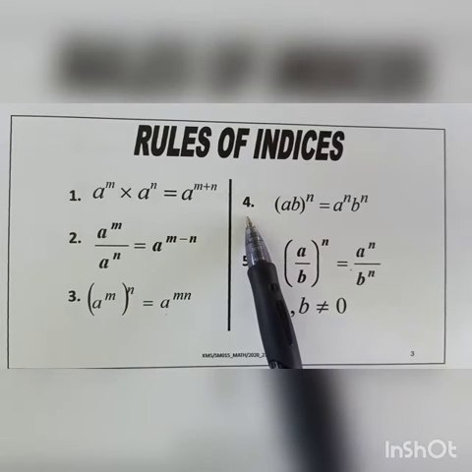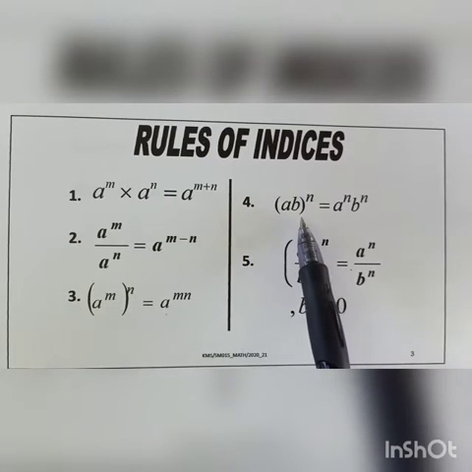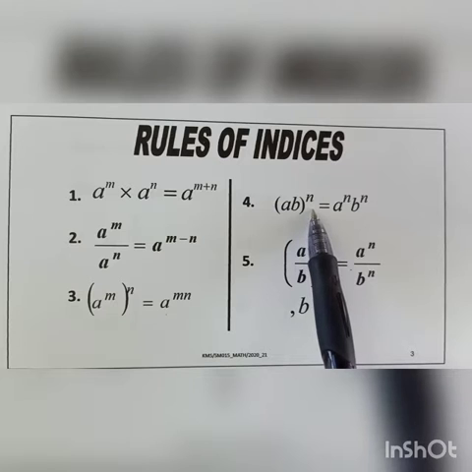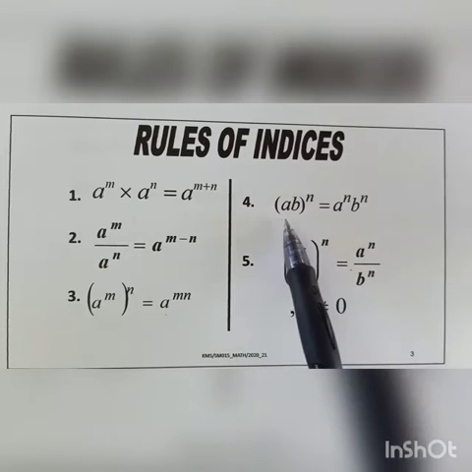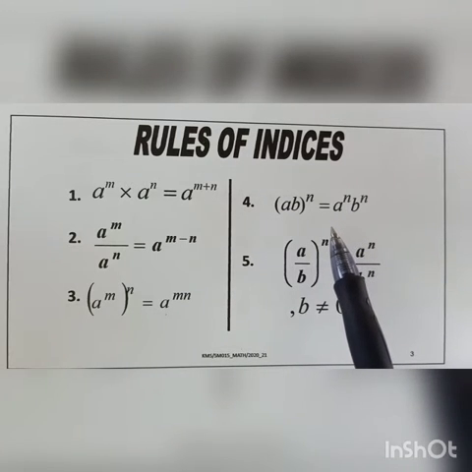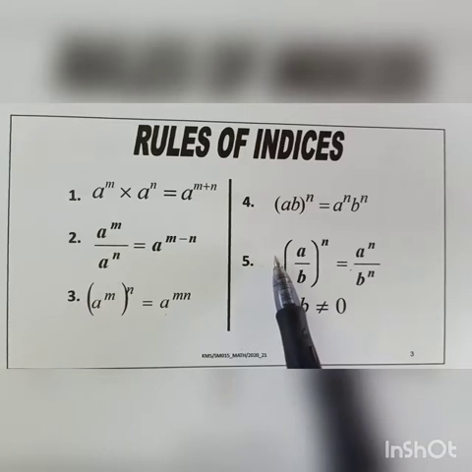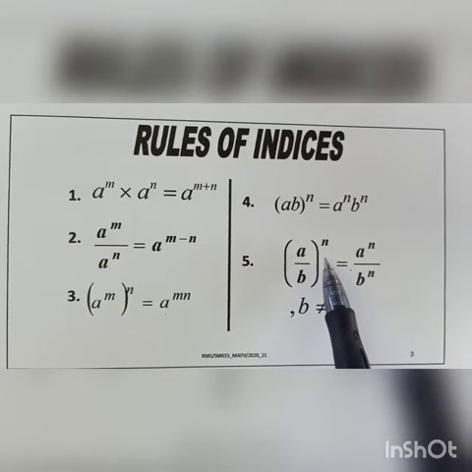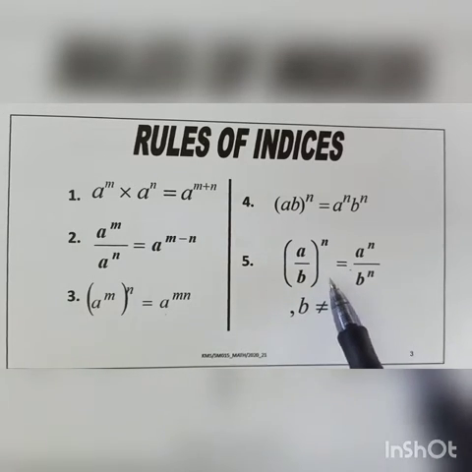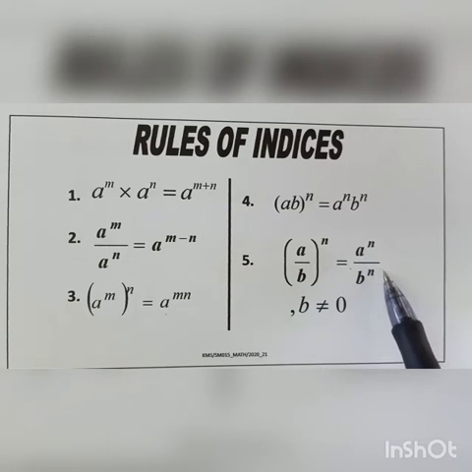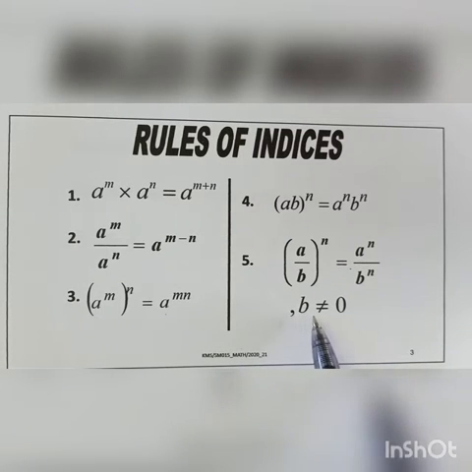For rule number 4, a times b, power of n. When you see the same power, you can times the bases together. For rule number 5, a over b to the power of n. Notice that they are different bases with the same power. So this is equal to a power of n over b to the power of n, with the condition that b cannot equal 0.